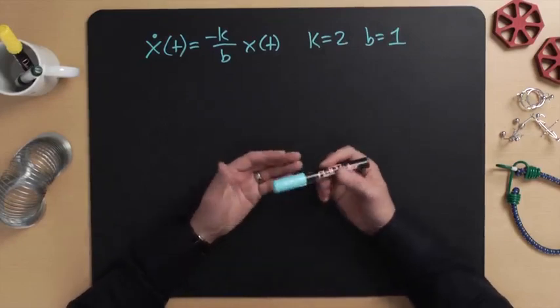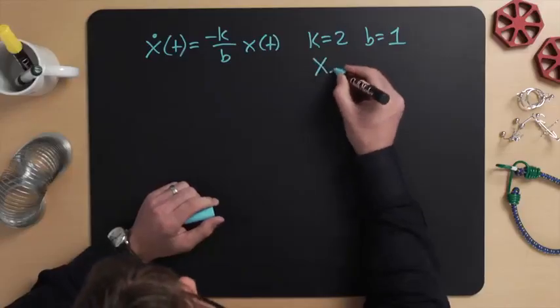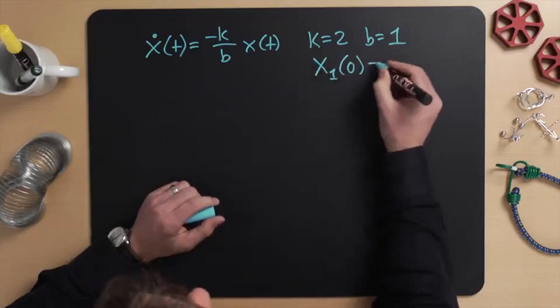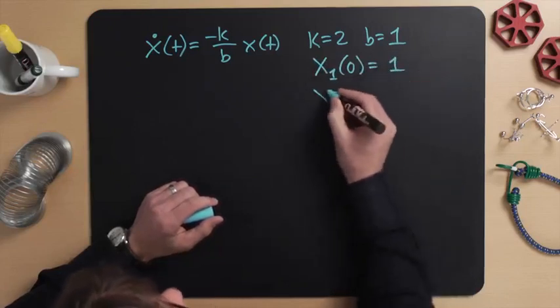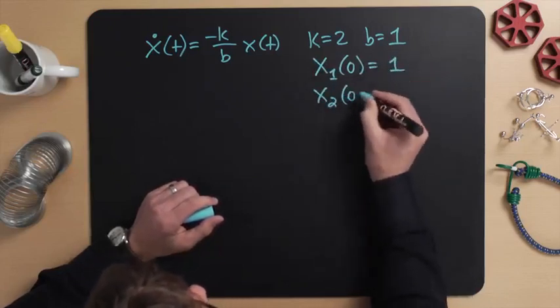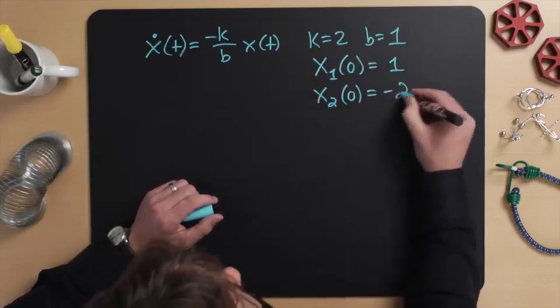How can we even have two solutions? Well, every initial condition gives us a different time evolution, so every initial condition corresponds to a different solution to the differential equation. In this case, we might have x1 at time 0 is equal to 1, and x2 at time 0 is equal to minus 2.